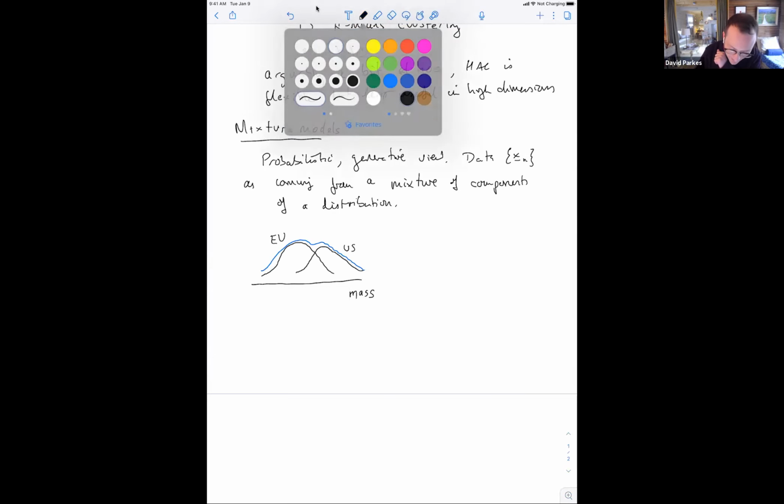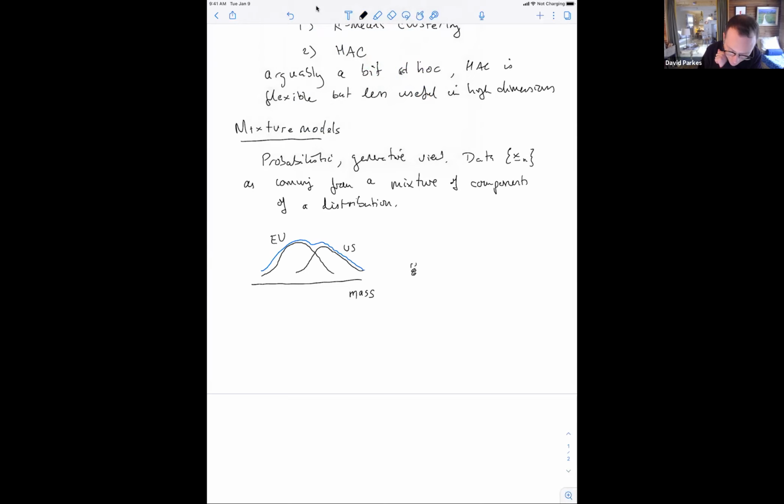And so the idea we have today, I'm trying to get better at drawing my light bulbs, is to use the data D to estimate parameters of a mixture model. What does that mean? It's going to be parameters that describe component one, parameters that describe component two, and parameters that describe how we mix together component one with component two. And a cluster is going to correspond to a component.